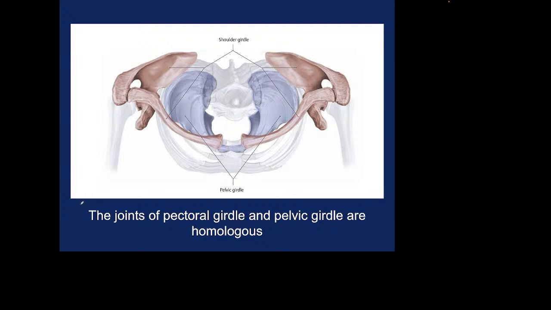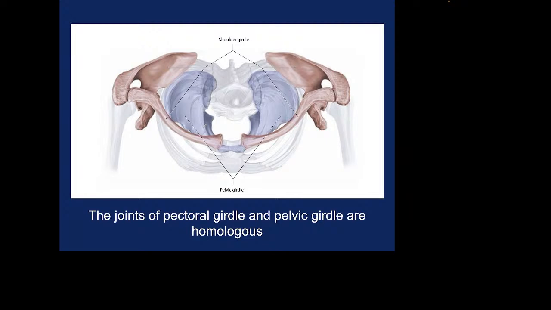In comparison with the pelvic girdle, they are homologous. Homologous, this term means that organs are similar in origin and structure, but homologous organs perform different functions. A typical example of homologous organs are the pelvic girdle and pectoral girdle. You see here the pectoral girdle in, I hope, a brown color, and the pelvic girdle is blue.